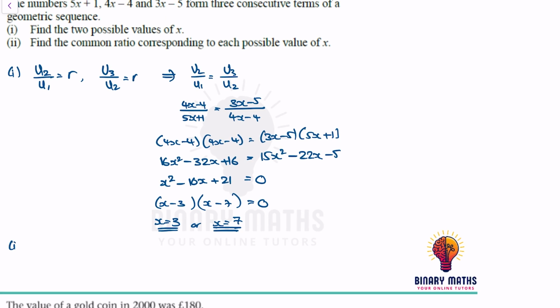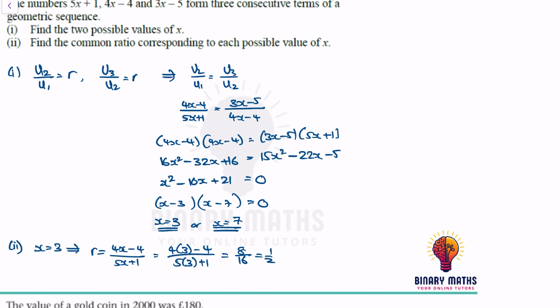Part 2. Find the common ratio corresponding to each possible value of x. So if x is equal to 3, implies r will be equal to (4x minus 4) over (5x plus 1), which is the same thing if I substitute x equal to 3. It's (4 times 3 take away 4) over (5 times 3 plus 1), which is equal to 8 over 16, which is equal to a half.